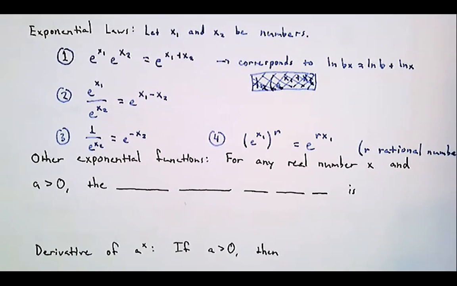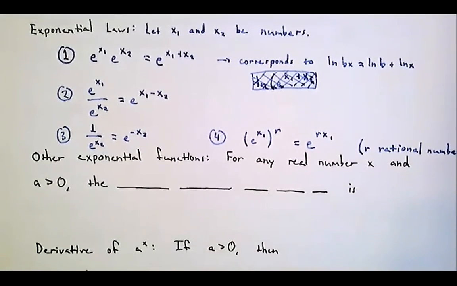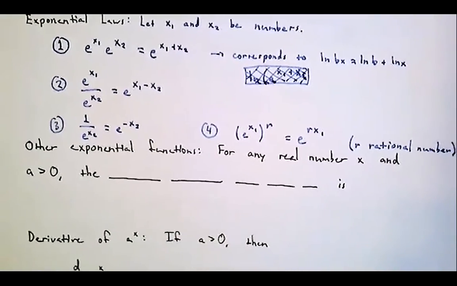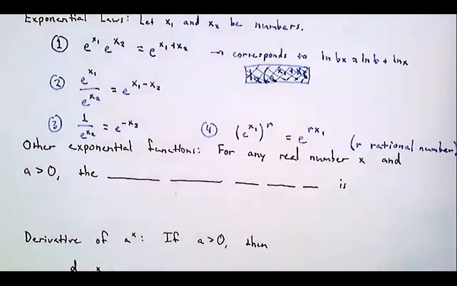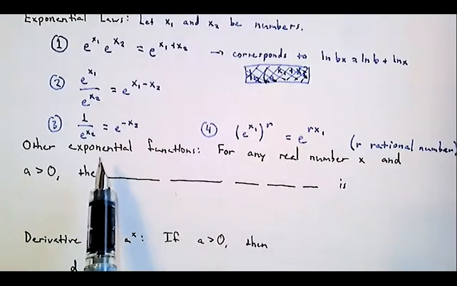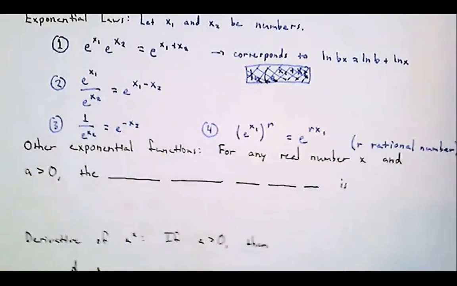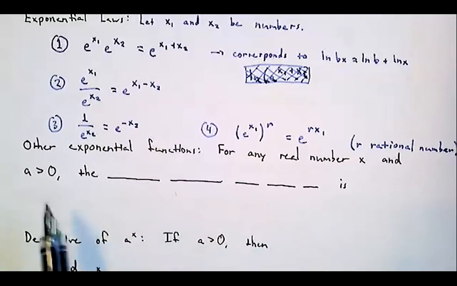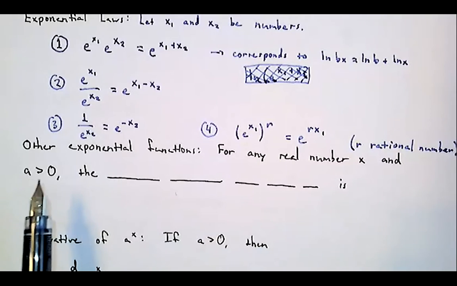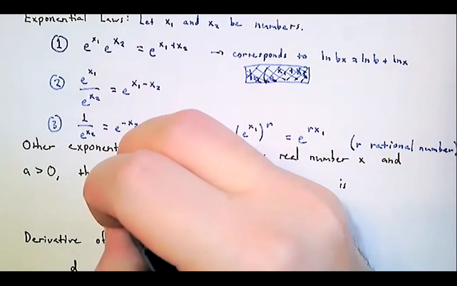So what I really want to talk about today, I don't want to spend too much time talking about the exponential properties that you already know. We need to talk about the other exponential functions other than the natural one. Because if I have any number a greater than 0, then I can actually make a new exponential function with base a.